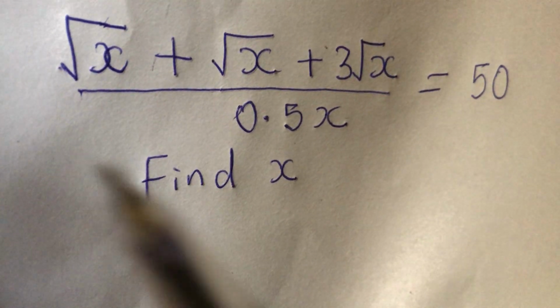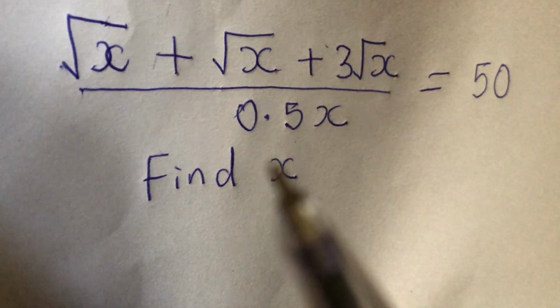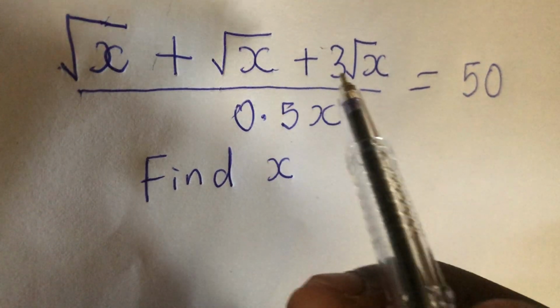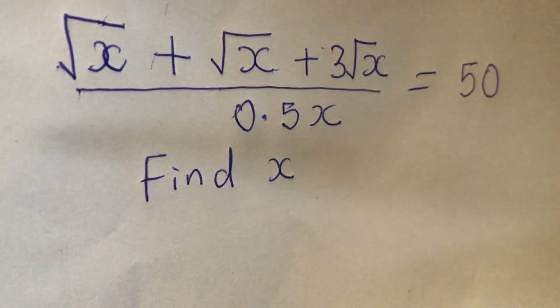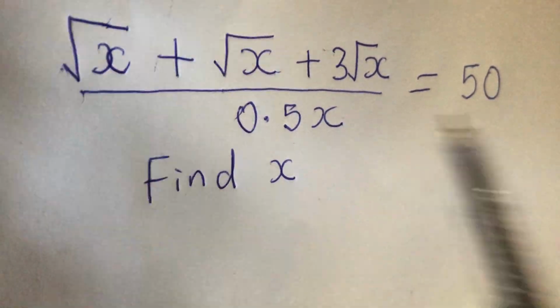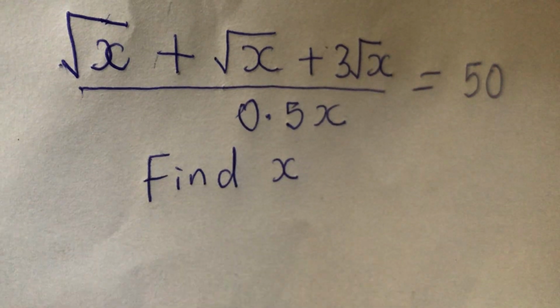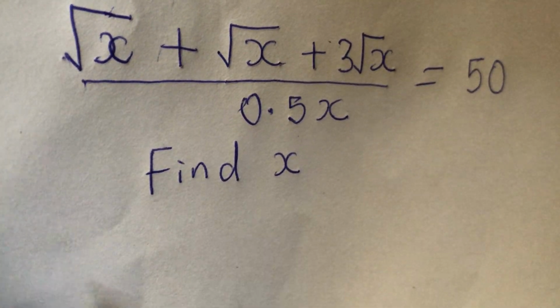From this question, we're asked to find the value of x. So we're given root x plus 3 root x, all over 0.5x, equals 50. Find x. So how do we do this? First things first, let us rewrite the question.